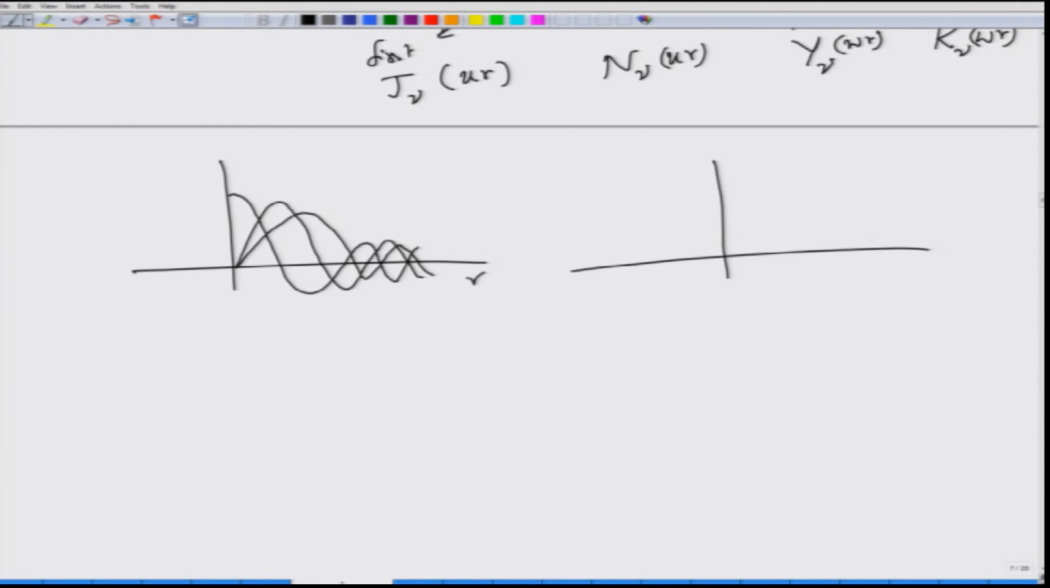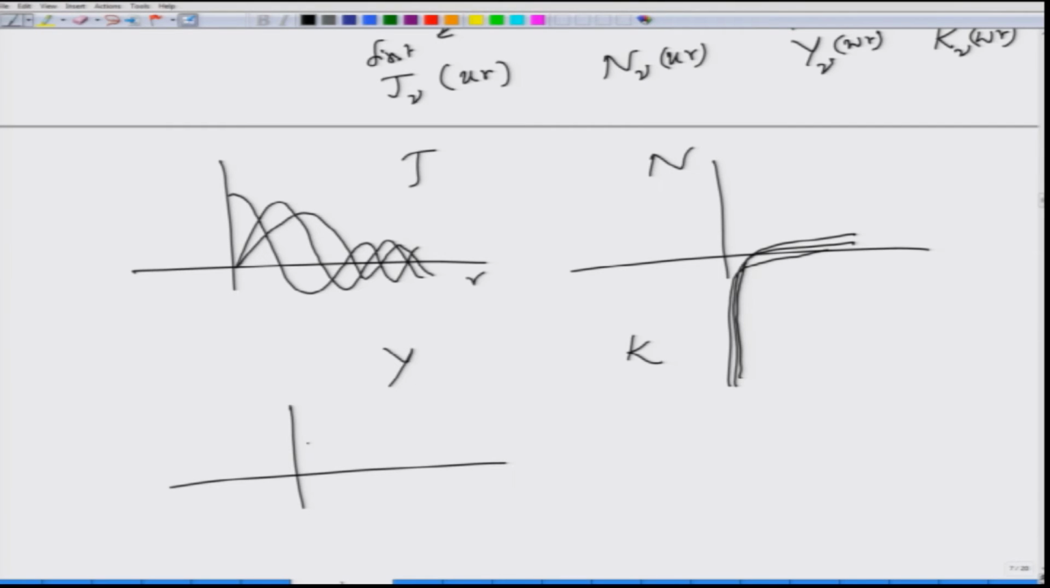And then if you look at N, that is the Bessel function of the second kind, you will see that these are all going towards minus infinity at r equal to 0. Then the other solutions, namely I and K: the solutions for I go as exponentially increasing solutions, and for K you have exponentially decaying solutions, okay.